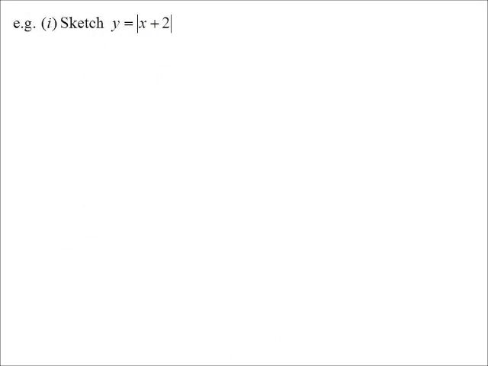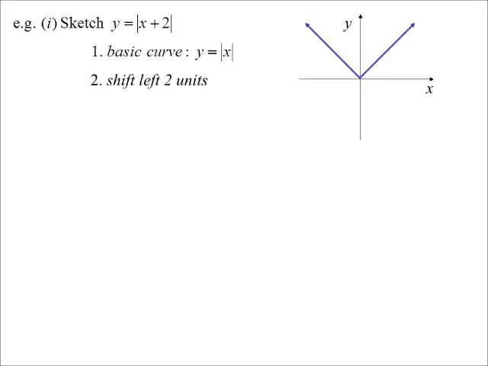So if I had to sketch the absolute value of x plus 2, I could say, well, I know my basic curve is y equals the absolute value of x. What have I done to it? And this comes back to the shifting or the translating idea. The absolute value is the grouping symbol, so it's grouped with the x. So I can say, well, I've shifted it left 2 units. So move it 2 units, there's our graph.